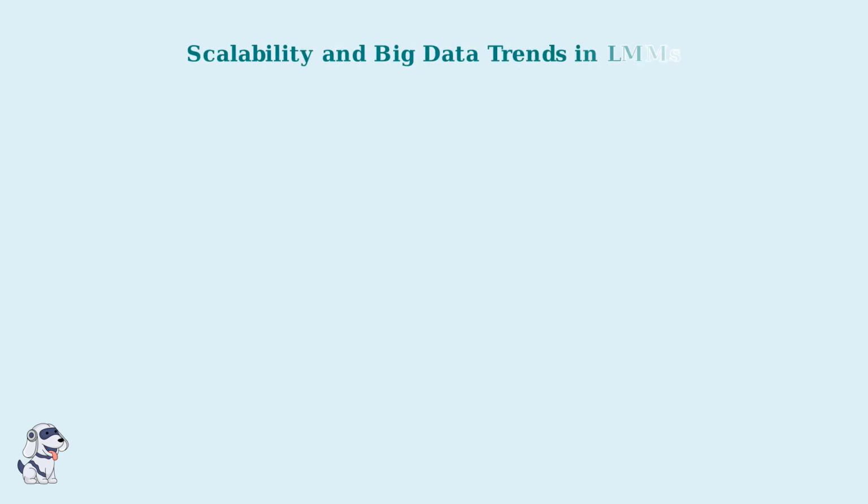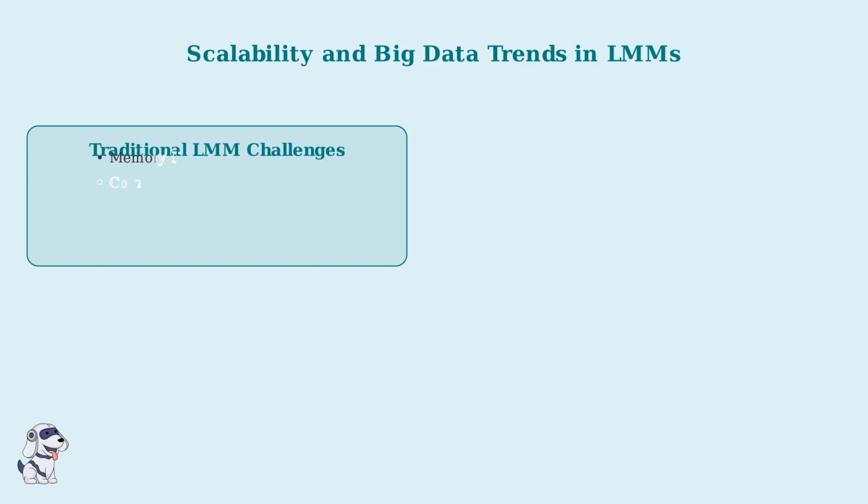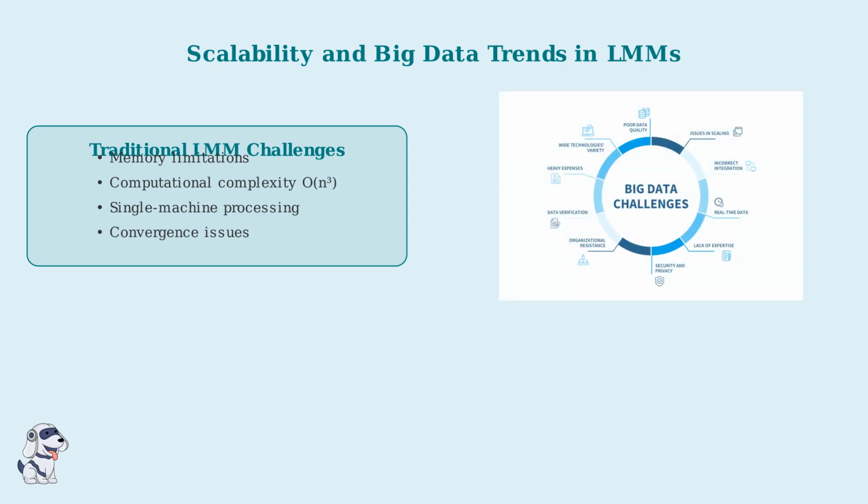As data sets grow exponentially larger, traditional linear mixed models face significant scalability challenges. Modern trends focus on developing innovative solutions for big data applications. Traditional linear mixed models struggle with large data sets due to memory limitations, cubic computational complexity, and single machine processing constraints that lead to convergence issues. Big data presents multiple interconnected challenges, including poor data quality, scaling issues, security concerns, and the need for specialized expertise. These challenges are particularly acute in mixed model applications.